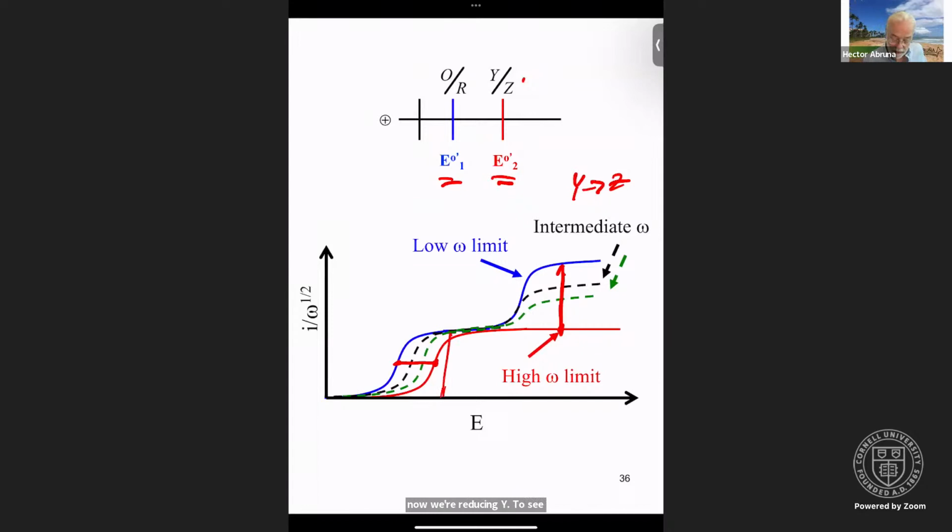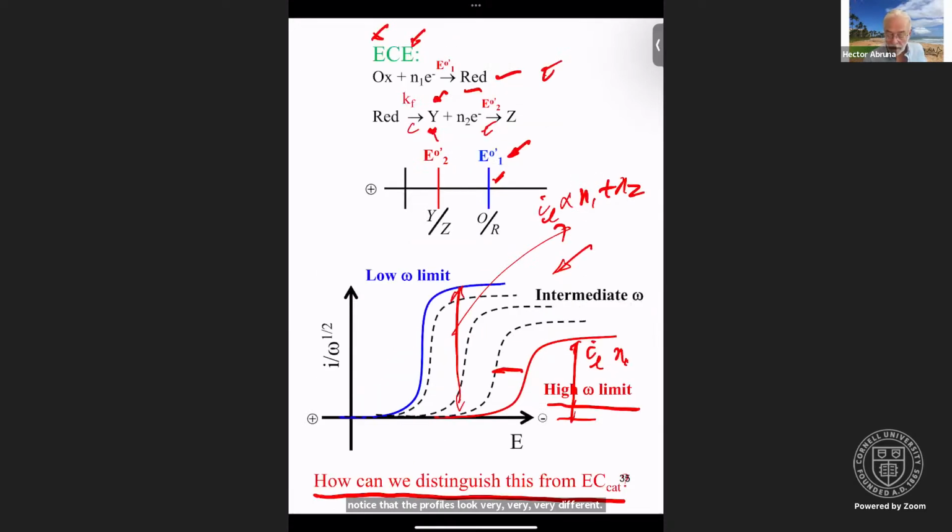This limiting current will be proportional to N1. This limiting current will be proportional to N2. And notice that the profiles look very, very different. This looks enormously different from that. And that's because the order of the reactions makes an enormous difference in terms of the voltammetric response.